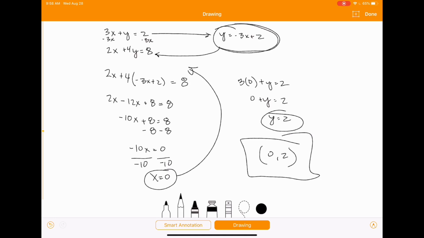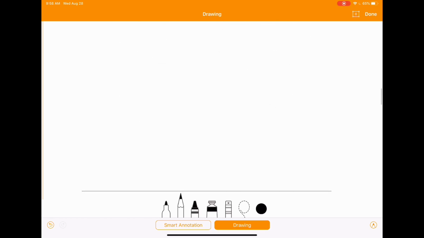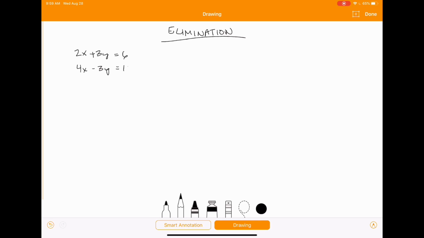All right, so again, just solve for x or y in one of your equations and substitute it into one of your other equations. All right, and then the last method that we're going to learn in this video is elimination. So the first example we're going to look at for that is going to be 2x plus 3y equals 6 and 4x minus 3y equals 10.